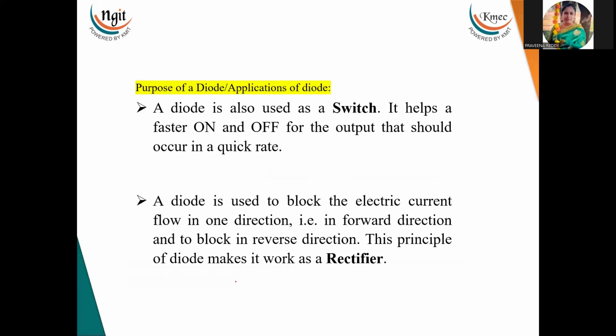Now coming to the applications of the diode. Because the diode is used as a switch, it helps the output turn on and off, which should occur at a quick rate. So basically the diode is a switch. And because of this on and off, and it is allowing current in only one direction, we can use this diode for rectifiers. And this rectifiers topic we will study in the next lecture.